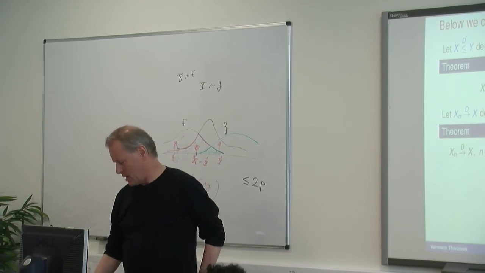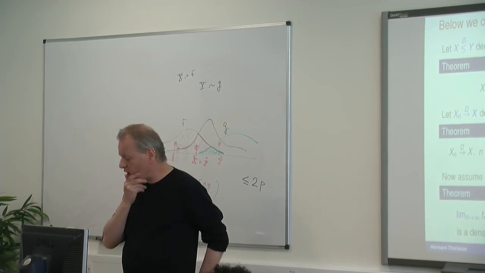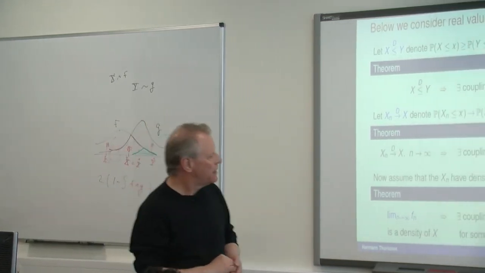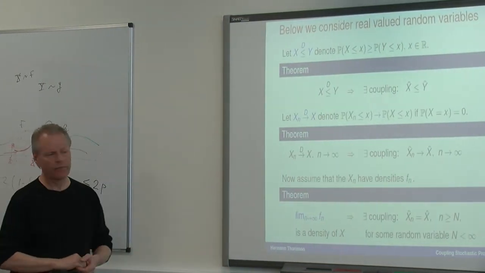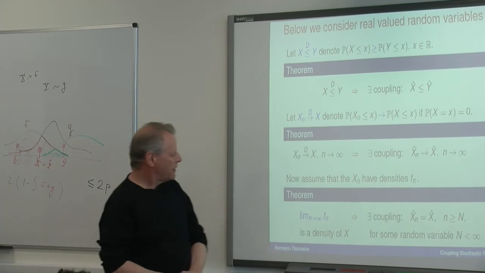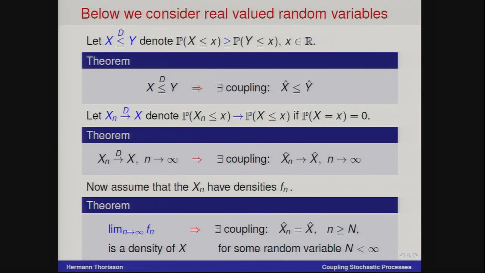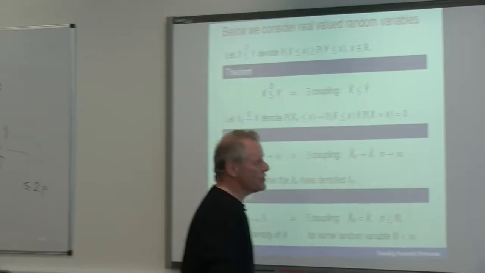Okay, so here is a third theorem. Let the xn's be continuous, so they have densities Fn. Here is a theorem. If there are densities so that the limit is a density of the random variable x, then there is a coupling so that the xn's actually hit the limit at some random finite index n. And let me illustrate this here.